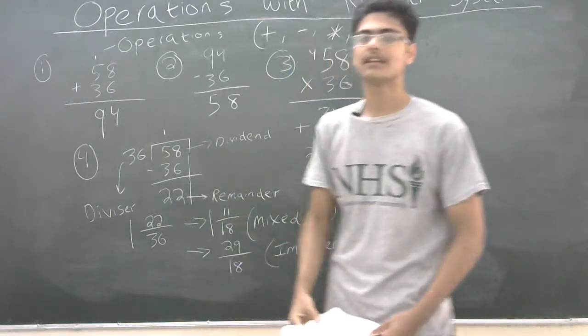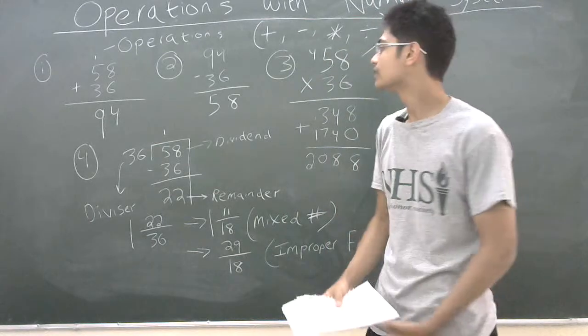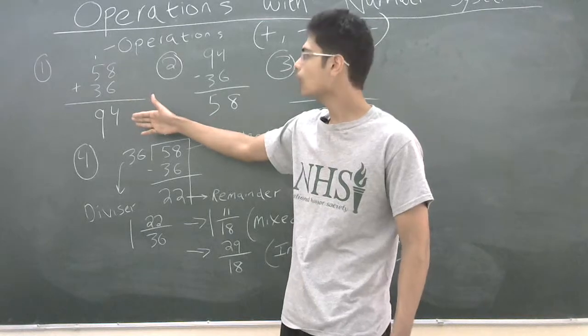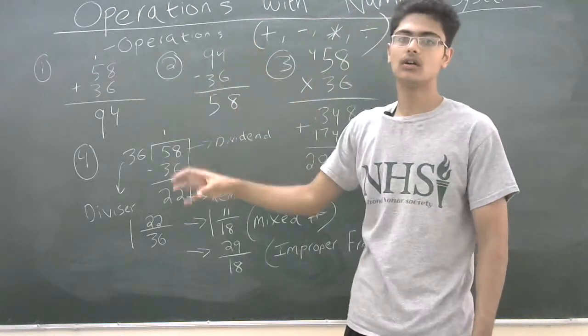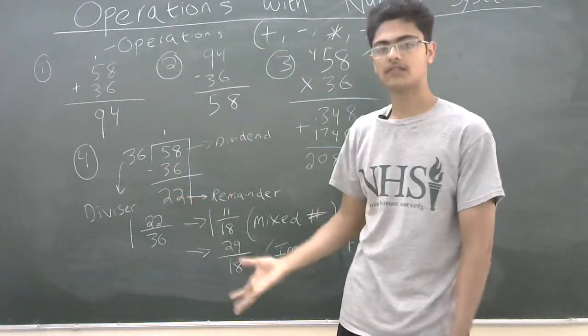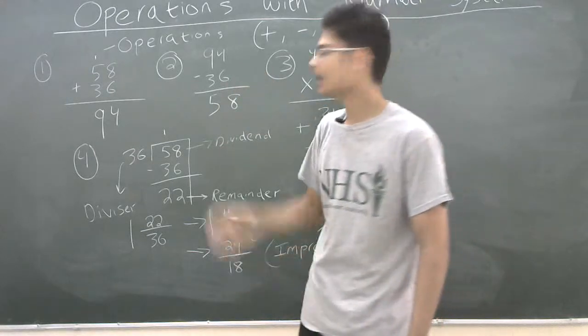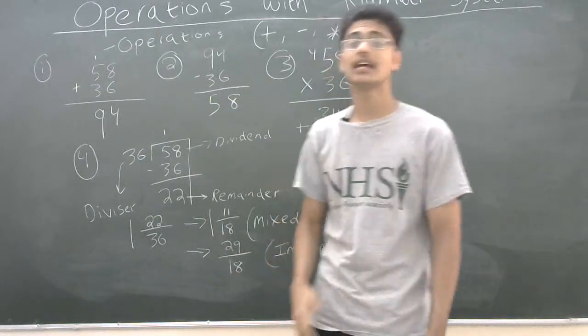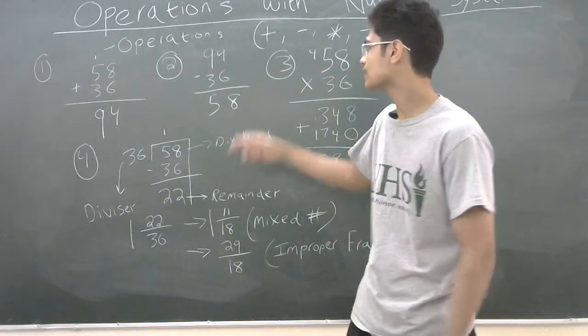Now, you have to understand that subtraction is the opposite of addition. So if you have 58 plus 36 giving you 94, 94 minus 36 should be giving you 58. So let us see how. 94 minus 36, well, you do 4 minus 6, you get a negative value, which doesn't make sense.